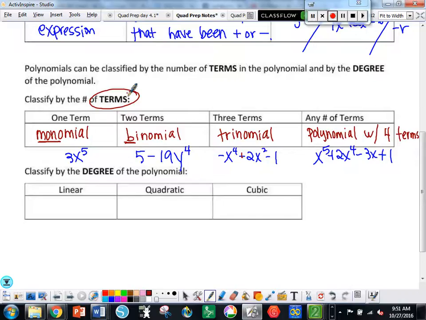You can also classify it by the degree. The 3 that we care about, there are more than 3, but the 3 we really care about are linear. Linear is when you have, like, b plus 7. Like a first degree would be linear. Or x minus 9. When the degree is 1, it's linear.